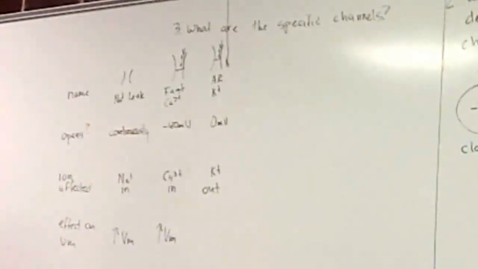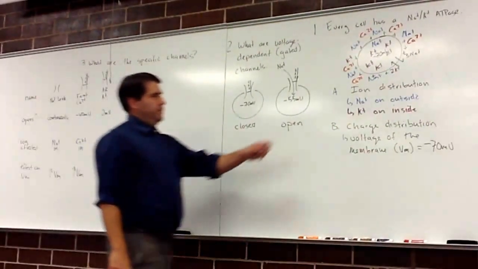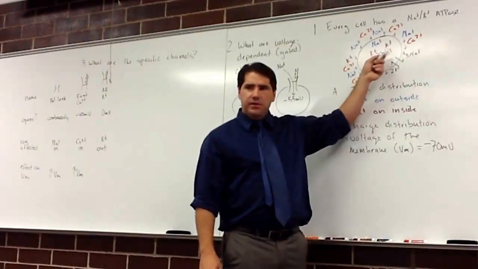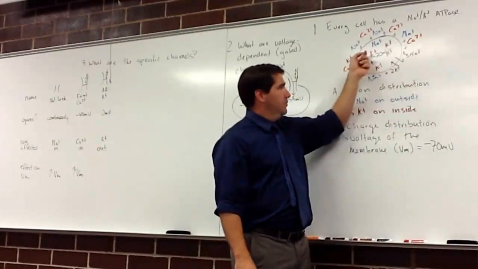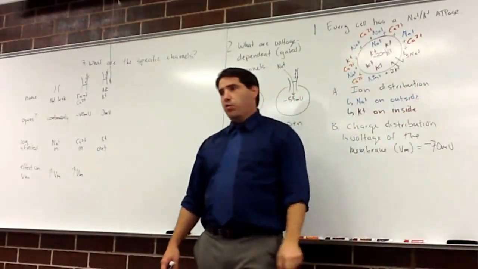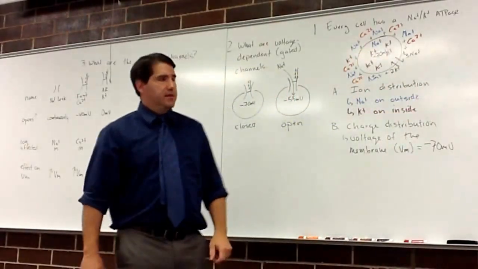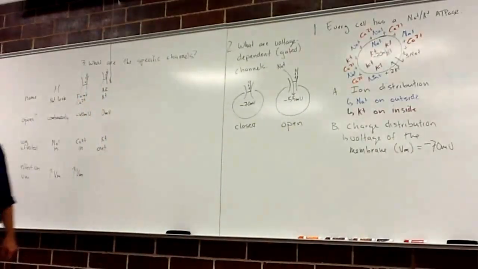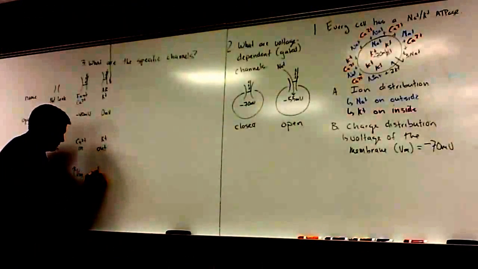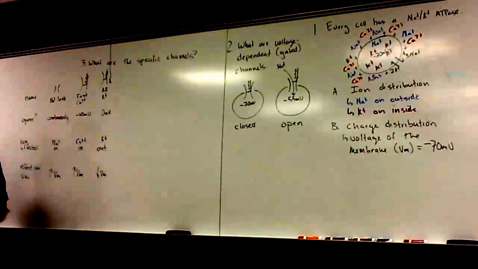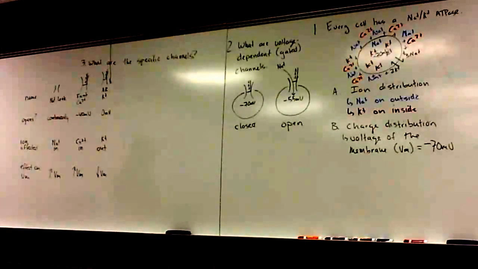This one's always the tricky one, because if you have a positive potassium on the inside of the cell and it leaves, then it basically is making the outside of the cell more positive, which is the same as saying the inside of the cell is more negative. So when potassium leaves, it lowers Vm.